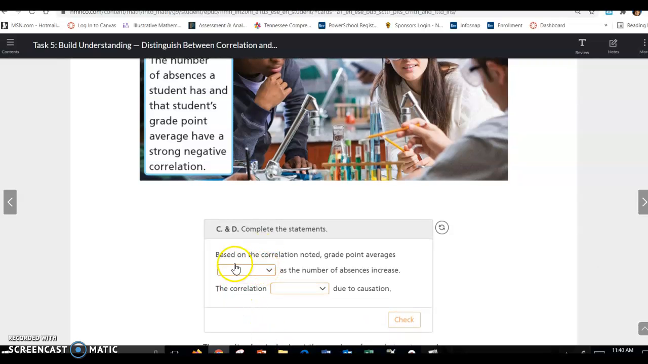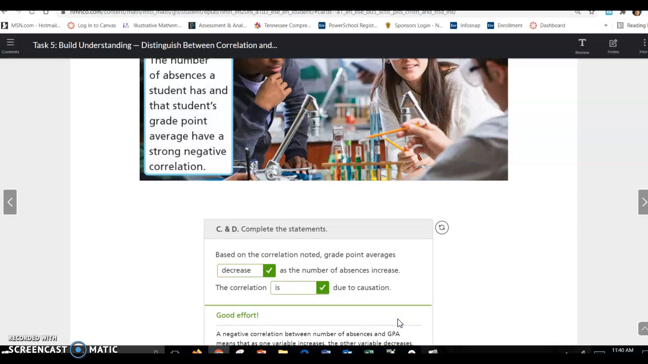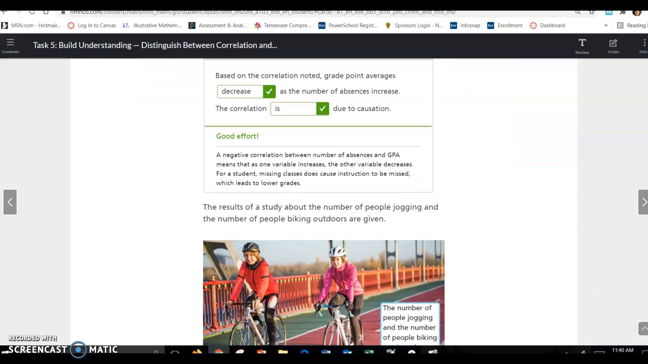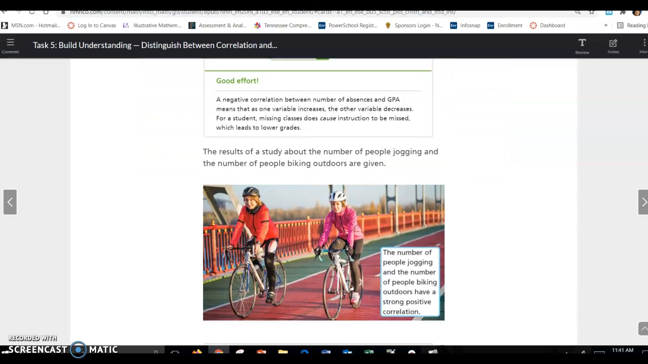So that makes sense. All right, so it says based on the correlation noted, grade point averages decrease as the number of absences increase. The correlation is due to causation. All right, so again, in that case, those two are related.